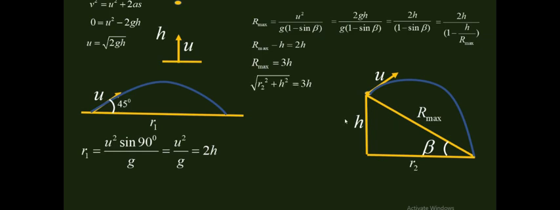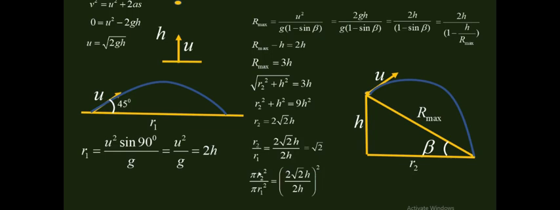Now apply Pythagoras theorem. R max is under root of r2 square plus h square. Squaring both sides, then solving for r2. So this is the maximum range when the sprinkler is placed above the ground. And now we have found R1, we have found R2, and the ratio of R2 and R1 is root 2. In the question we have to find the ratio of the area covered by the water. So that is simply pi R2 square divided by pi R1 square, which comes out equal to 2.